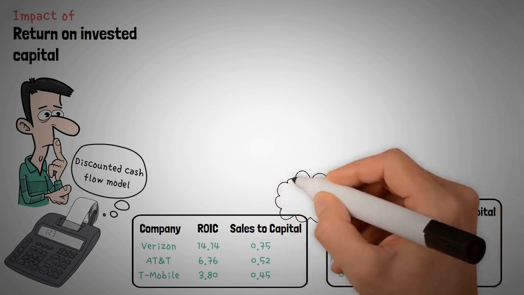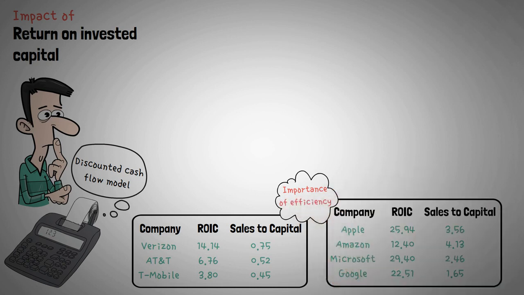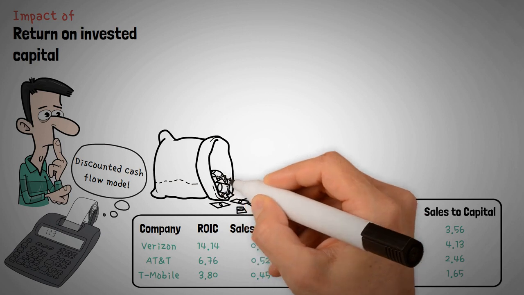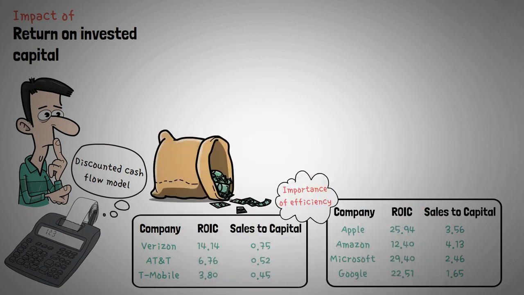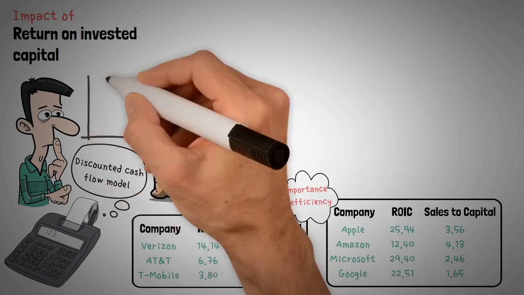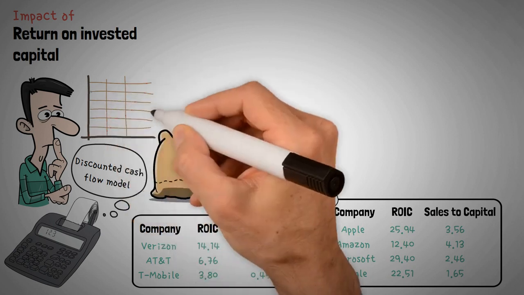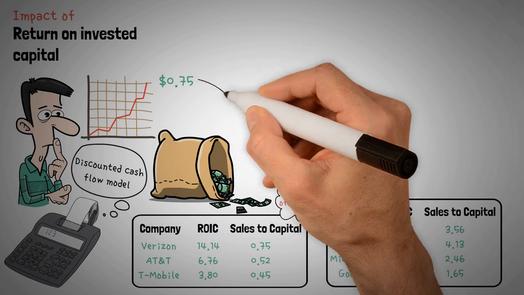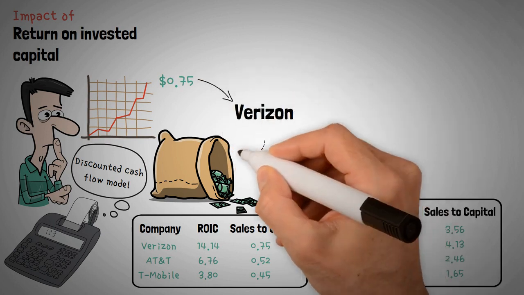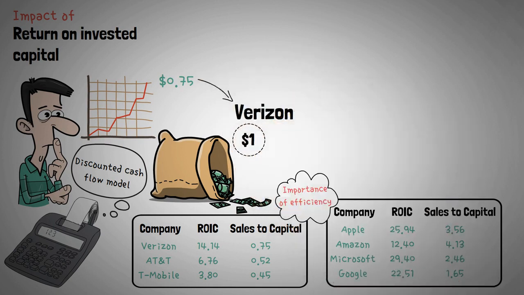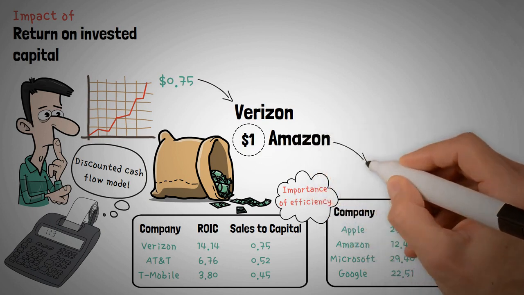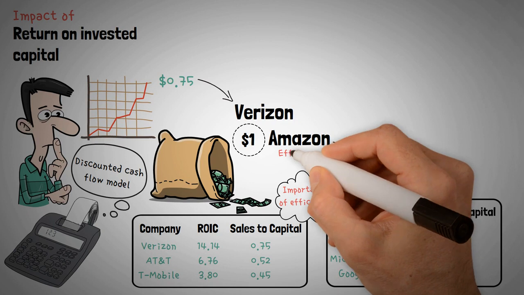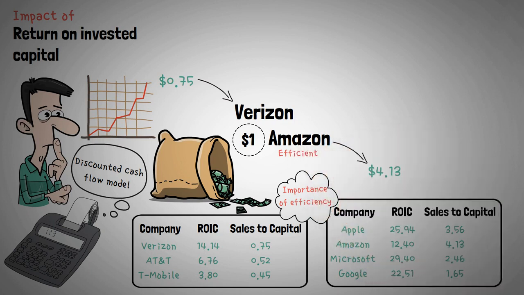The above charts highlight the importance of efficiency. If we look at both charts, we see a higher sales to capital ratio indicating companies that are more efficiently using their free cash flow to grow their business value. To put that into a little context, for every 75 cents in additional revenues Verizon creates, it takes $1 to create. Amazon creates $4.13 of additional revenue per $1 of reinvested capital, an efficient company.